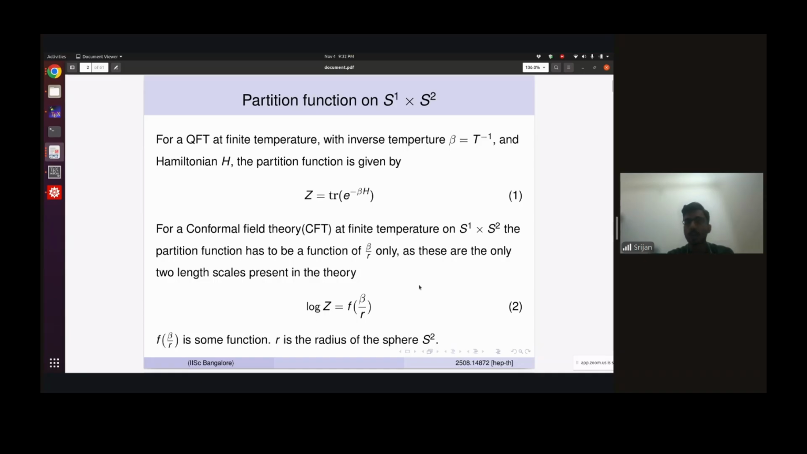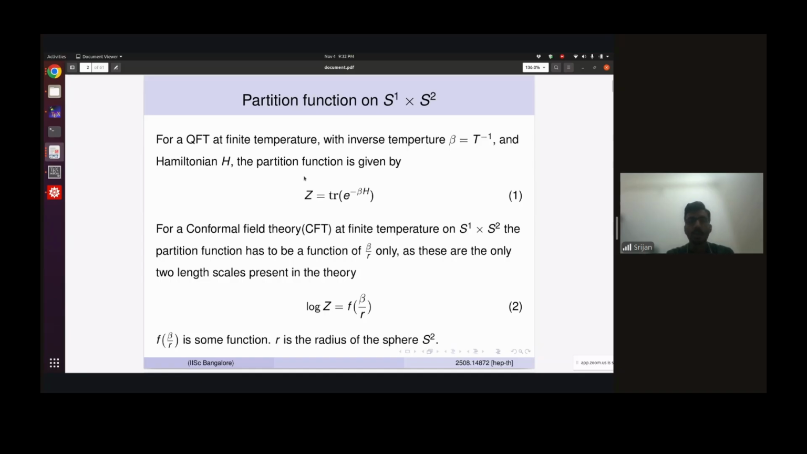Now if the conformal field theory is at zero temperature and also at infinite volume, then there is no length scale present in the theory. But due to the presence of this finite temperature, the thermal circle, and also this finite volume, we have basically two length scales present in this theory: one is the inverse temperature beta and the other is the radius r.